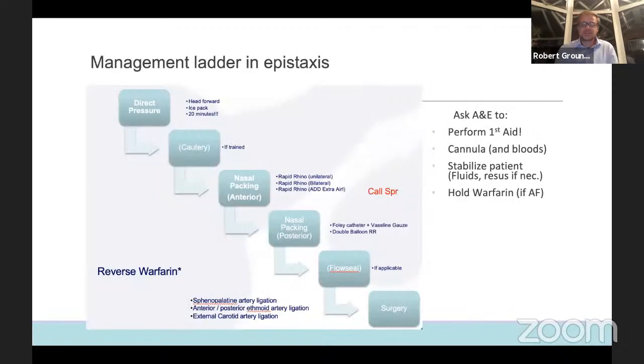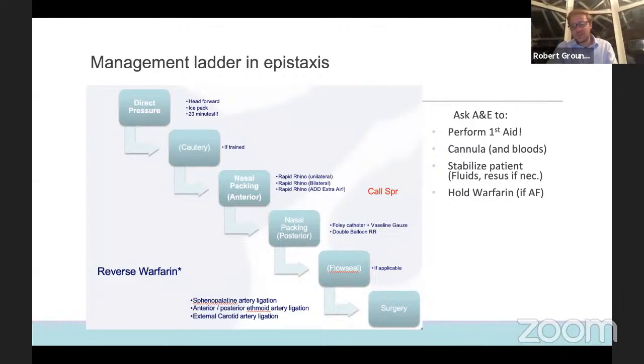This is actually a slide I've taken from our ENT induction for our SHOs, but I think it's sometimes important just to see the management as a ladder where we work our way through. And effectively, for 90% of patients, you're going to be giving them direct pressure. I tell them to sit with their head forward, an ice pack on the back of the neck, an ice pack on the forehead, and squeeze the soft part of their nose for a full 20 minutes.